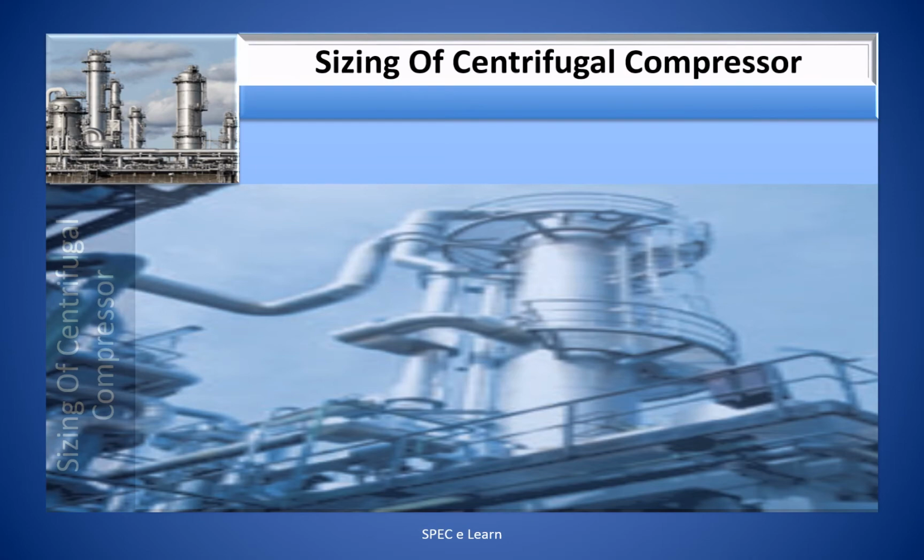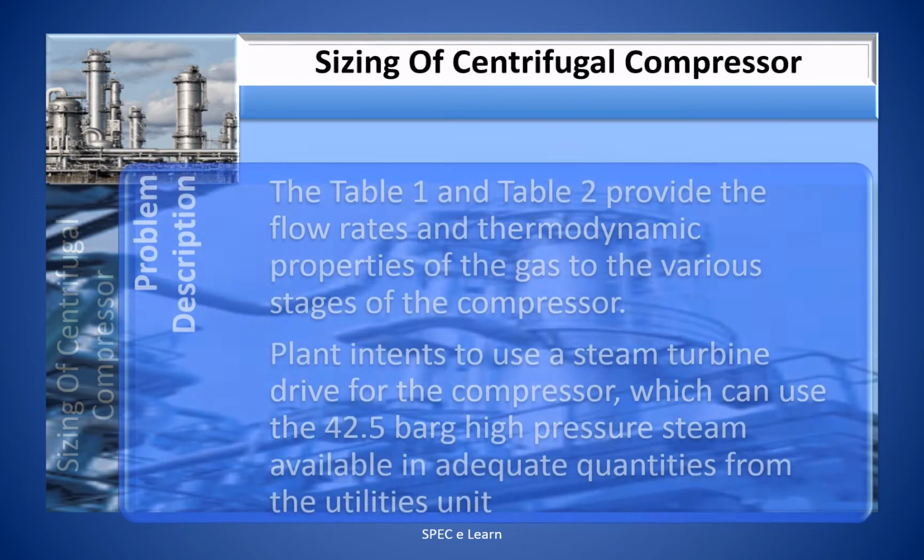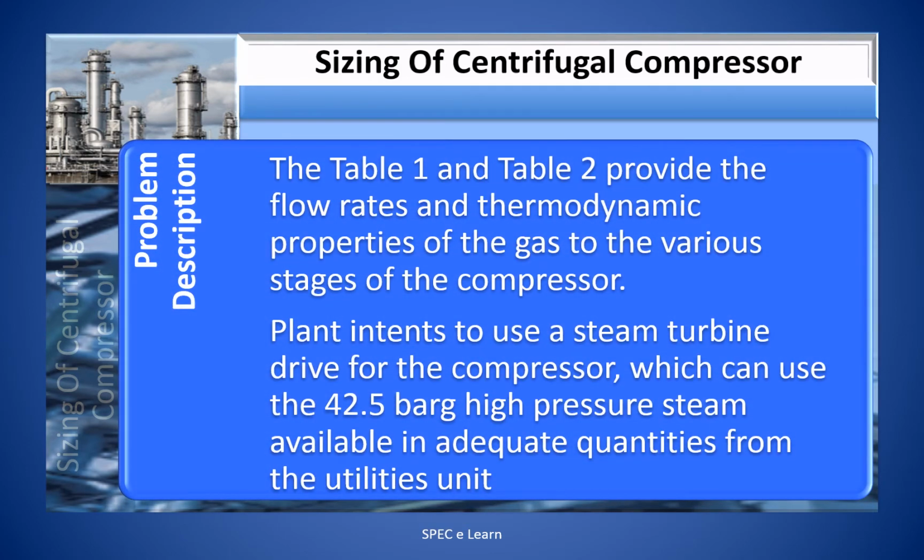Tables 1 and 2 provide the flow rates and thermodynamic properties of the gas to the various stages of the compressor. The plant intends to use a steam turbine drive for the compressor, which can use 42.5 bar G high pressure steam available in adequate quantities from the utilities unit.